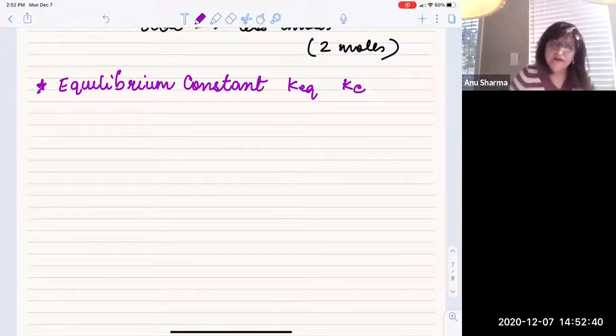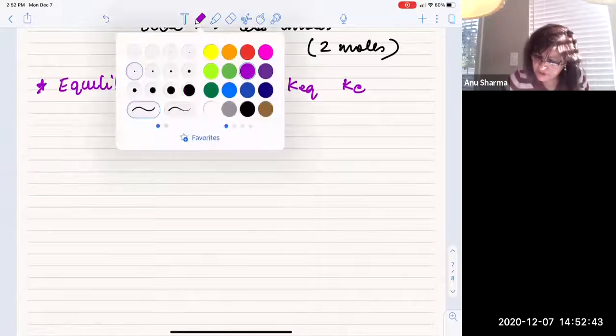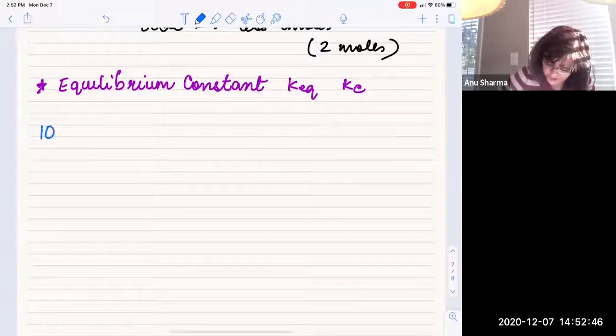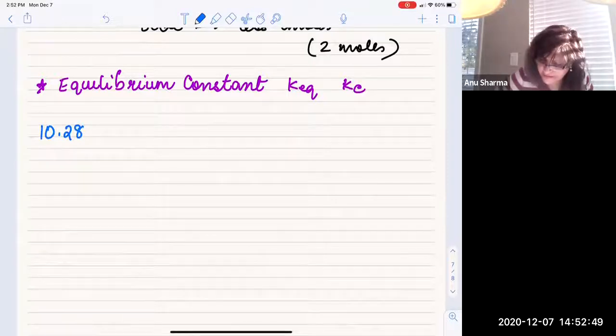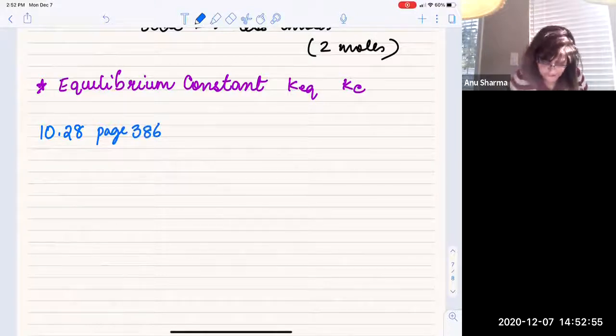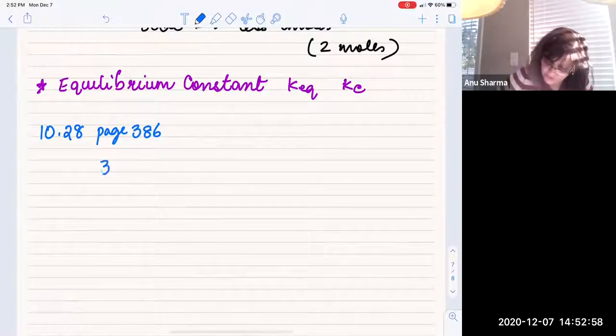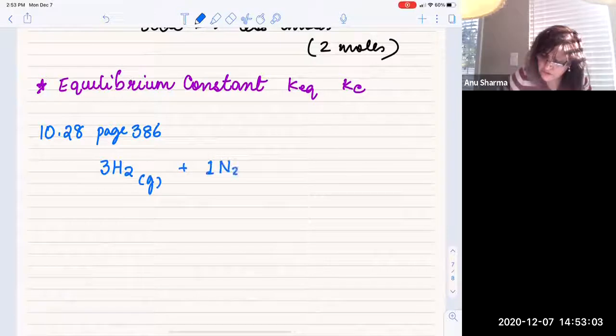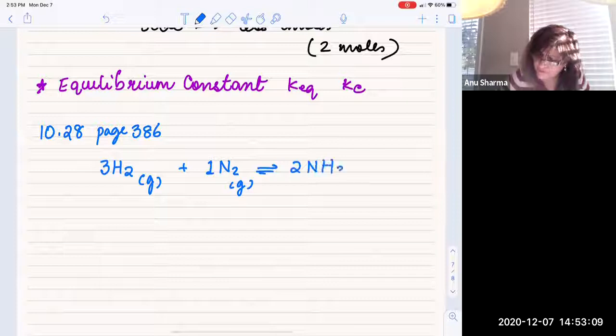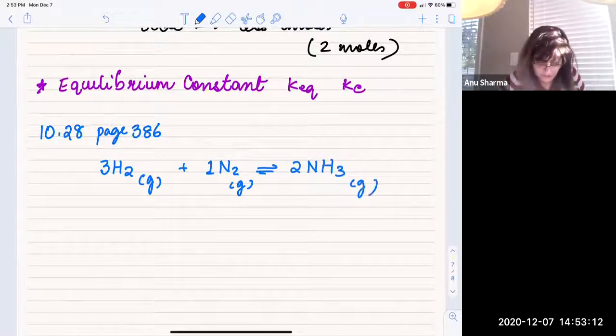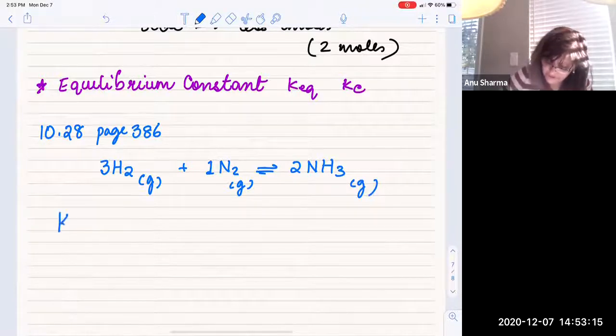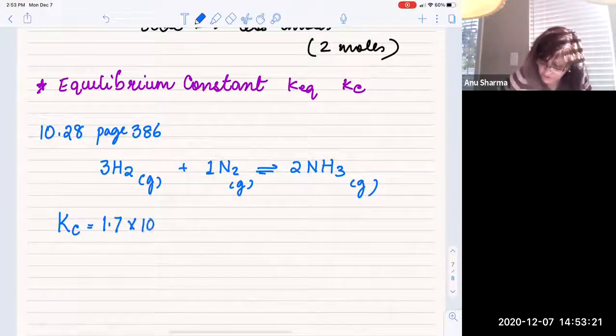All right, so now let's do this question, 10.28, on page 386. On page 386, you're given this problem: 3 moles of hydrogen as a gas, reacting with 1 mole of nitrogen as a gas, and this is again at equilibrium giving you 2 moles of NH3, which is also a gas. Now the question is the Kc for the following reaction. The Kc value is already given, and that is 1.7 × 10^2.